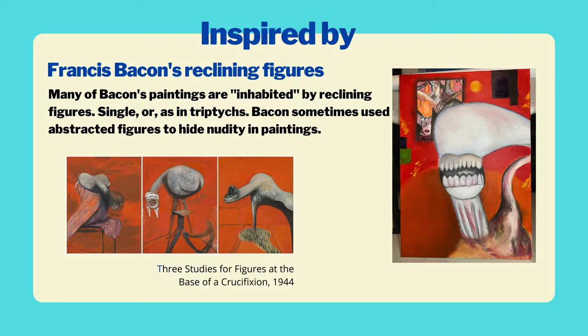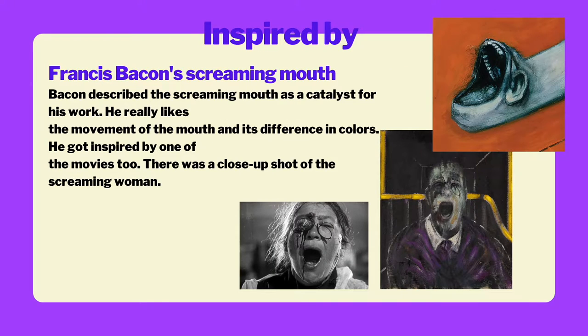Many of Bacon's paintings are inhabited by reclining figures, single or as in triptych. Bacon sometimes used abstract figures to hide nudity in paintings. Francis Bacon's screaming mouth: Bacon described the screaming mouth as a catalyst for his work. He really likes the movement of the mouth and how it differs in colors. He got inspired by one of the movies too. There was a close-up shot of a screaming woman.